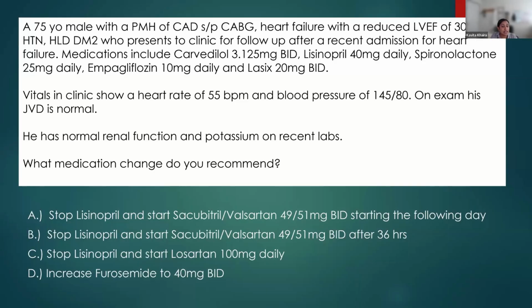Is it A, stop lisinopril and start sacubitril valsartan 49/51 the following day? Is it B, stop lisinopril and start sacubitril valsartan after 36 hours? Is it C, stop lisinopril and start losartan 100 milligrams a day? Or is it D, increase furosemide to 40 milligrams BID?